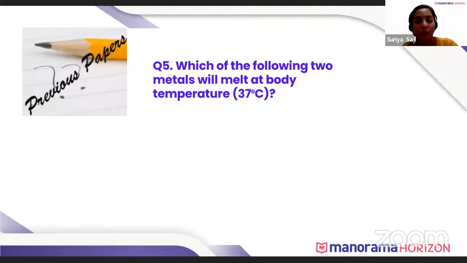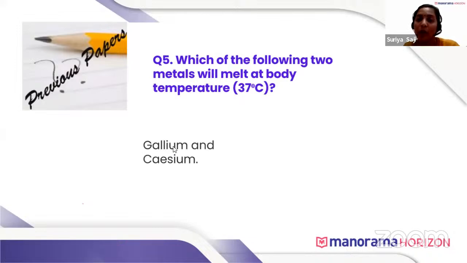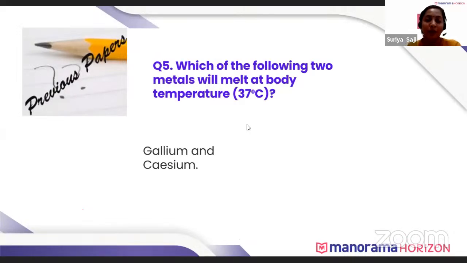Gallium, potassium, any two. Okay, good. We are getting answers. Gallium and cesium also. Sodium also has a low melting point, which we already discussed earlier. It's asked for two, so gallium and cesium. These have a very low melting point. If you keep them in your hand, they will start melting. That much low melting point.